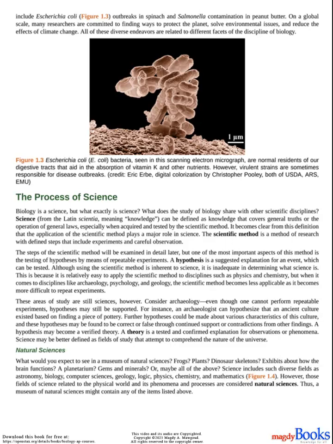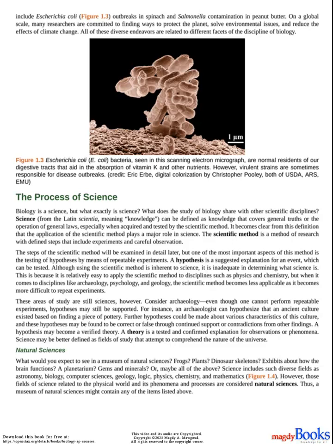It becomes clear from this definition that the application of the scientific method plays a major role in science. The scientific method is a method of research with defined steps that include experiments and careful observation. The steps of the scientific method will be examined in detail later, but one of the most important aspects of this method is the testing of hypotheses by means of repeatable experiments. A hypothesis is a suggested explanation for an event, which can be tested. Although using the scientific method is inherent to science, it is inadequate in determining what science is.